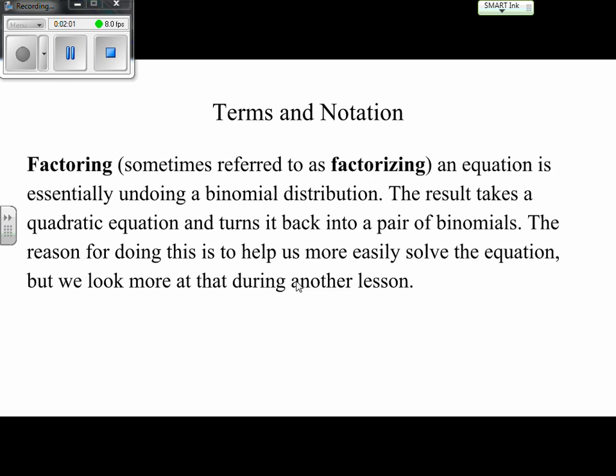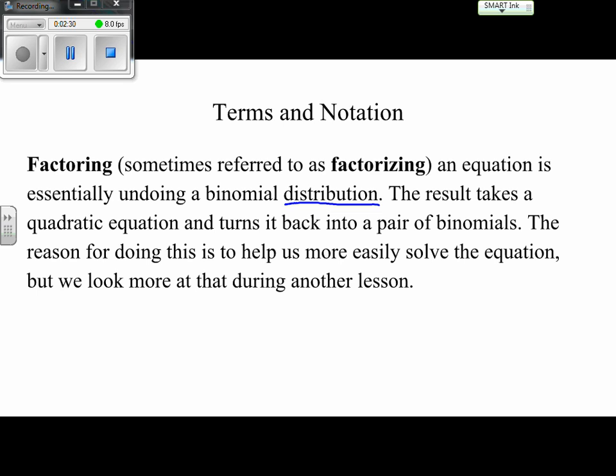So what we're going to be focusing on today is factoring, sometimes called factorizing, an equation, and it's essentially undoing a binomial distribution. Distribution is something we've learned about in late middle school or maybe algebra class, where you're multiplying. It's like super multiplication. You're multiplying something to something else in parentheses. And we want to turn a quadratic equation back into a pair of binomials, which is how they are generally formed.